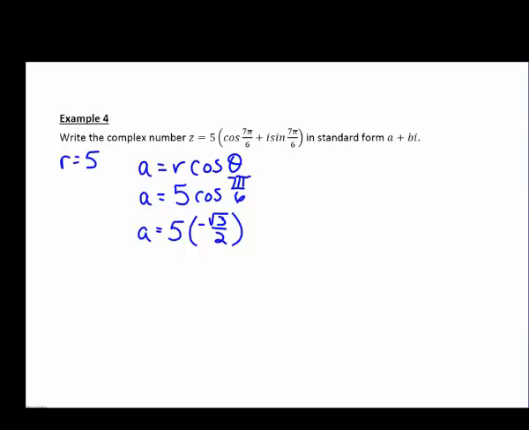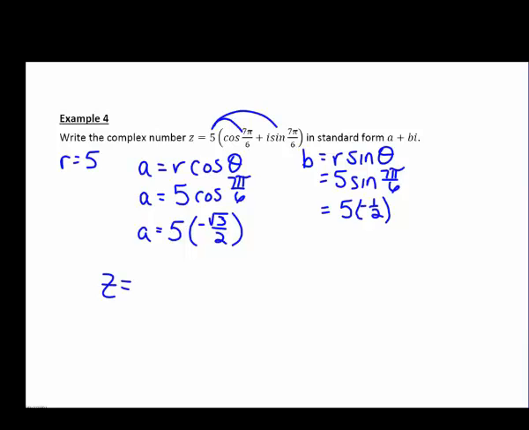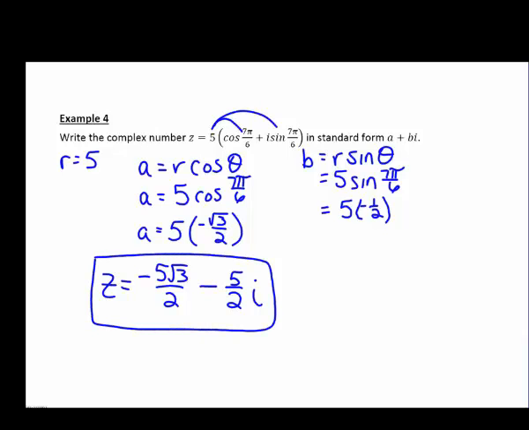And then we can find b. And really all we're doing is distributing this 5. And so b is going to be r sine of theta. So that's 5 times the sine of 7 pi over 6, which gives us 5 times negative 1/2. And so we can put the pieces together. So our complex number becomes negative 5 square root of 3 over 2 minus, because that's a negative 1/2, 5 halves i. And that is the standard form of our complex number.